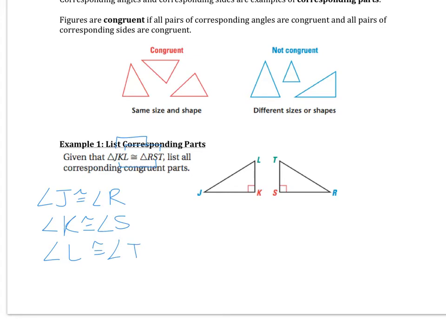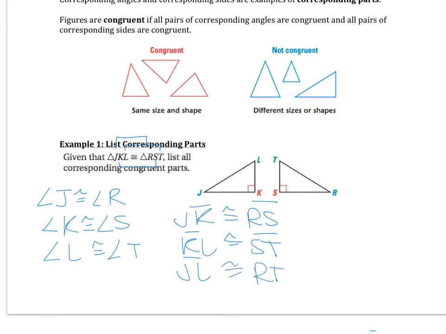And then likewise we can do the sides. JK is congruent to RS, KL congruent to ST, and JL congruent to RT. So take notice that in a triangle there's 3 pairs of corresponding angles and 3 pairs of corresponding sides.